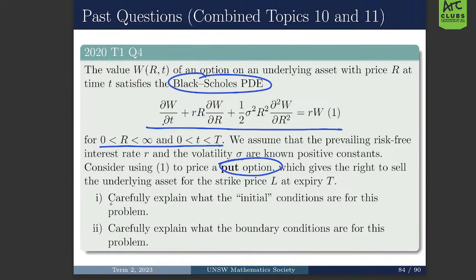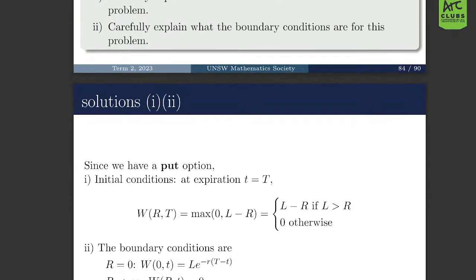Firstly, they asked you to carefully explain what the initial conditions for this problem are, and I'll combine it with question II as well, which asks to explain what the boundary conditions for this problem are. So in short, initial conditions are the conditions that allow you to start the question, and the boundary conditions are what conditions you have at the boundary values. The boundary values include R from 0 to infinity and T from 0 to the expiry time. So it should be pretty simple.